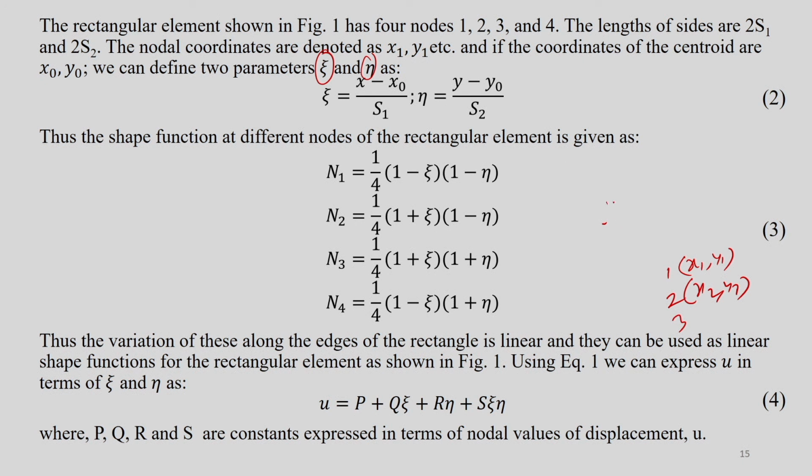So, we define xi equal to x minus x0 by S1. Now, you can see that if x equal to x0, the center, then xi equal to 0, but if x equal to S1, then what will happen? It becomes S1 minus x0 by S1. Now, what is the value of x0 in terms of S1, S2? We can see that it can vary from 0 to 1, xi becomes 1 at the edge, at the corner point or maybe node point.